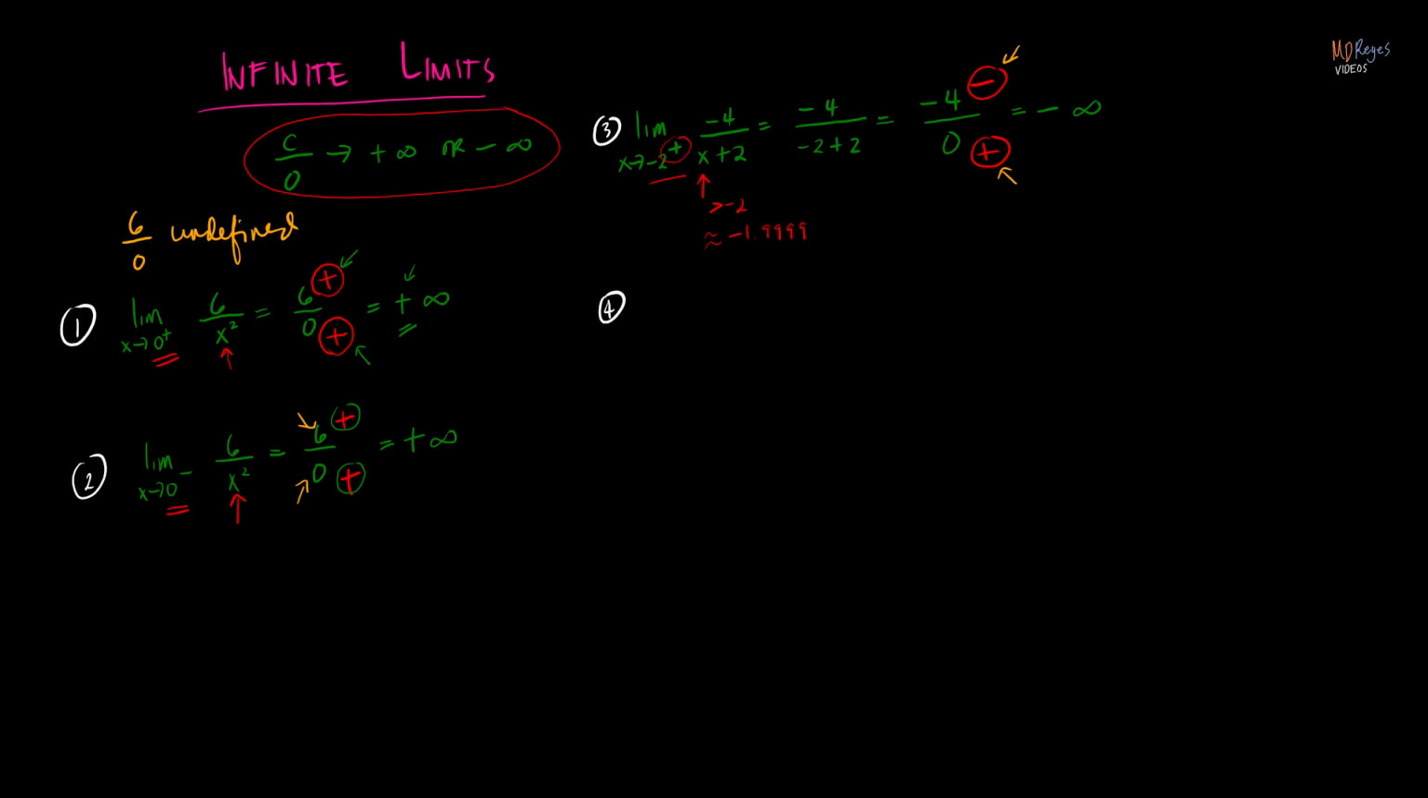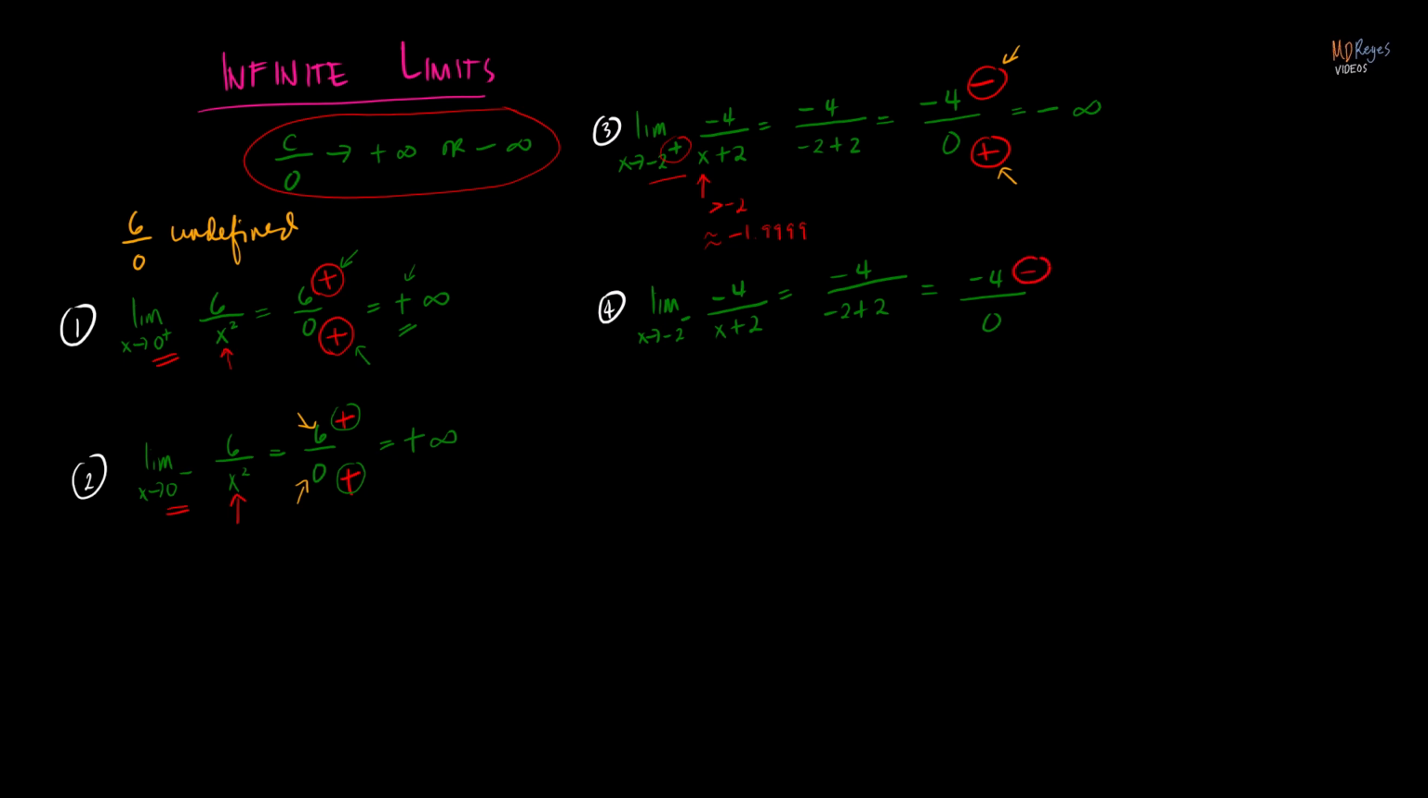For number 4, let's evaluate the limit of the same function, negative 4 over x plus 2, as x approaches negative 2 from the left. So substituting negative 2 for x, we get negative 4 over negative 2 plus 2. The answer is, again, negative 4 over 0. So the sign of the numerator remains the same. It's still a negative number.